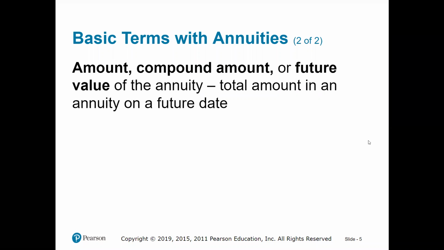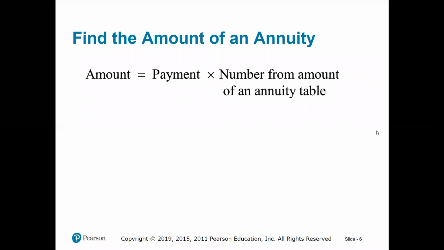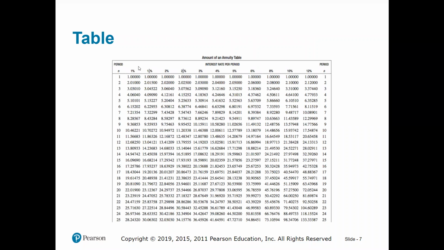Annuity compound amount, or future value of the annuity, is the total amount in an annuity on a future date. So to find the amount of an annuity, you're going to take the payment times the number from the amount of an annuity table. And we're going to see that in a minute. Okay, so it's too hard to see on the screen. You can either do a screenshot and zoom in. You can also find this in your textbook.